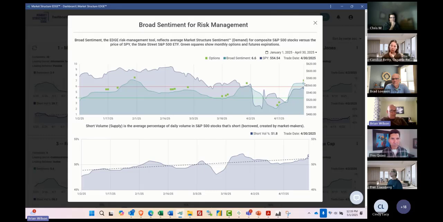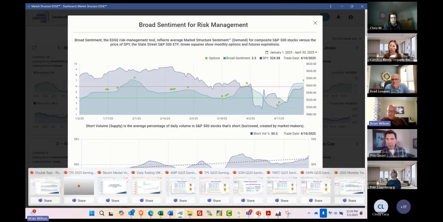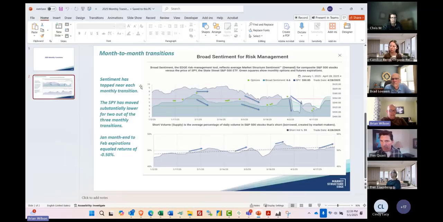But look at what's happening with short volume in each instance. Short volume rising January into February, short volume rising February into March, short volume rising March into April, short volume rising in this cycle again. And that's what you see on this particular PowerPoint slide. And you can see it right here.